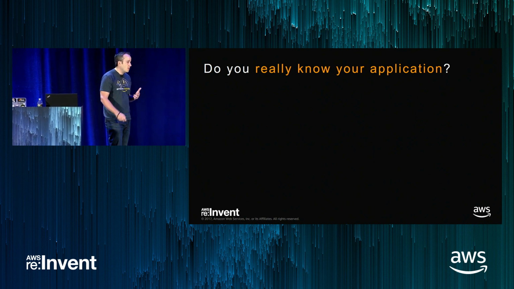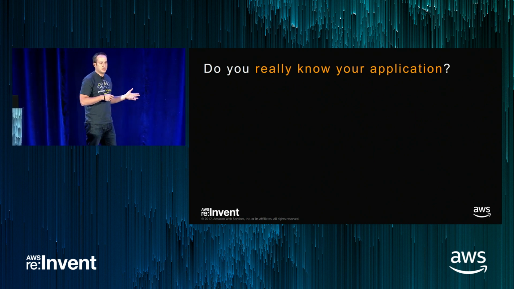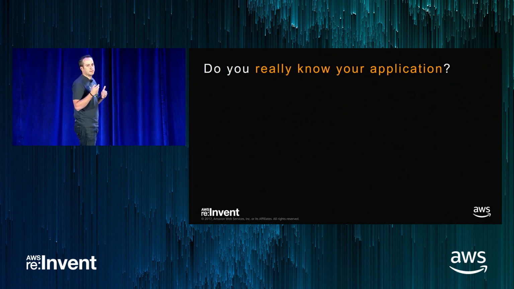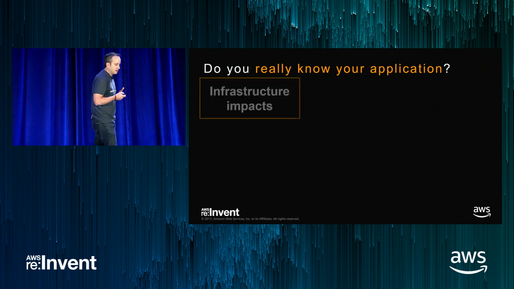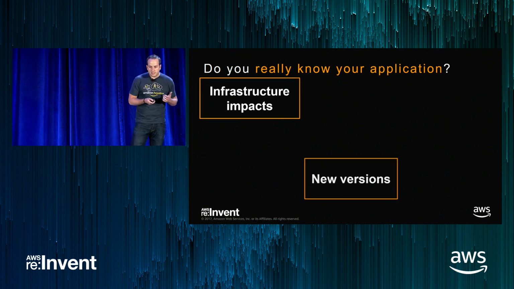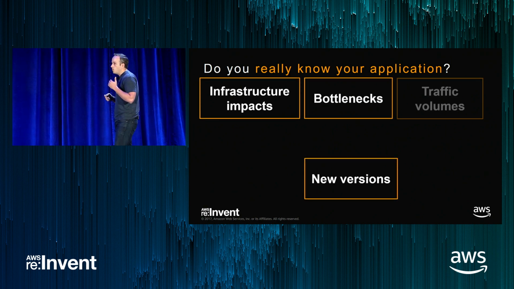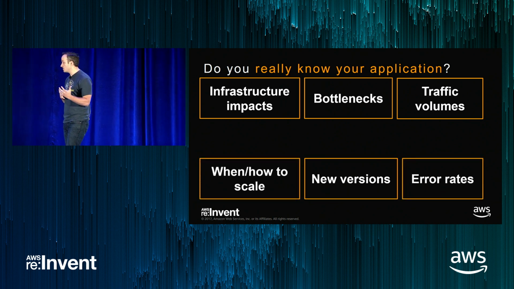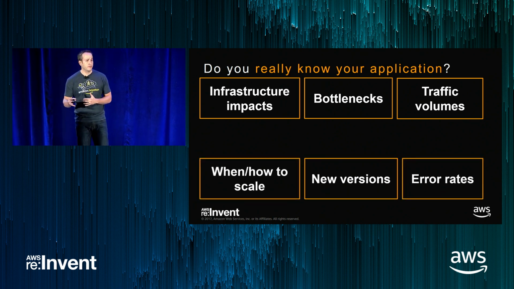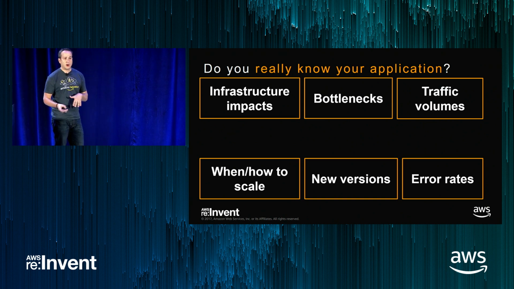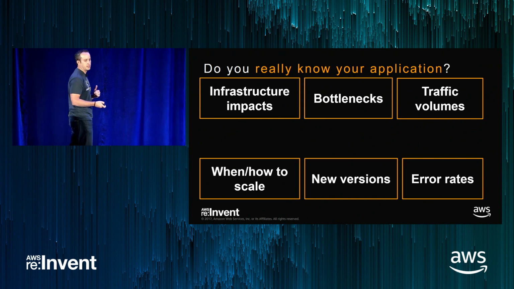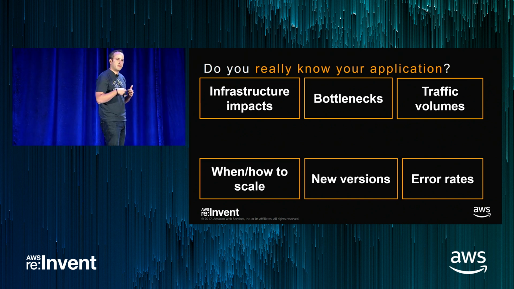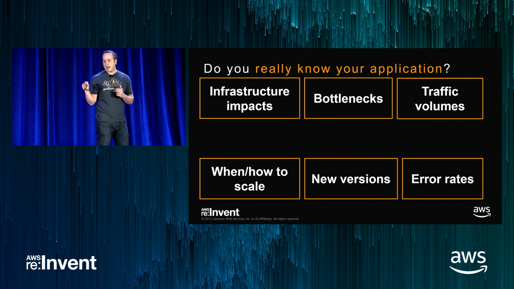Whenever we talk about monitoring with customers, I always ask these questions. Do you think you really know your application? Then I have several follow-up questions, such as, do you know the impact of infrastructure changes on your application? Like if you change an EC2 instance type or EBS volume, how does that impact your application? What are the bottlenecks in your application? And when you have a bottleneck, where in the stack is it?